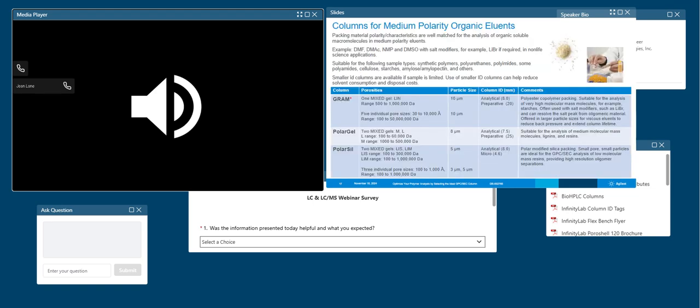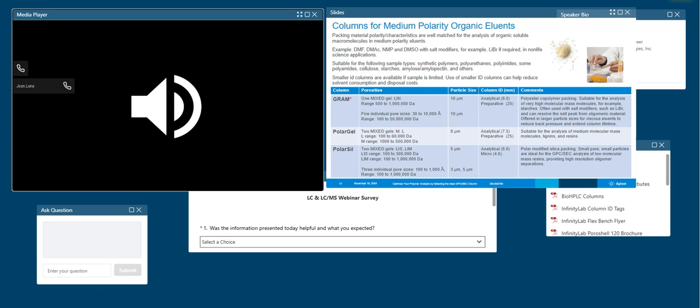Next, let's look at our column families if working in medium polarity eluents. The product families would be GRAM, PolarGel, and PolarSil. These packings have polarities and characteristics that are well matched for working in medium polarity eluents such as DMF, DMAc, and NMP, for example. These columns are well suited for running samples such as polyurethanes, polyamides, cellulose, starches, amylose, amylopectin, as well as others. Here again, we show a table for the GRAM, PolarGel, and PolarSil columns.